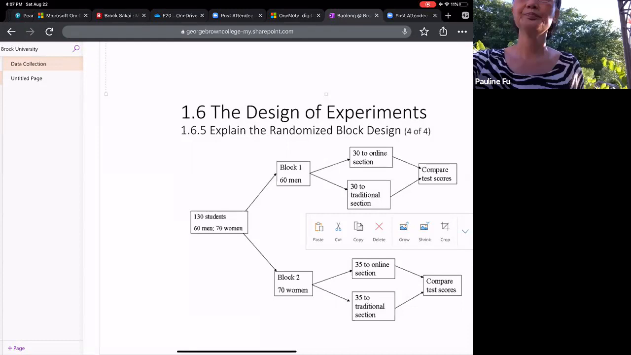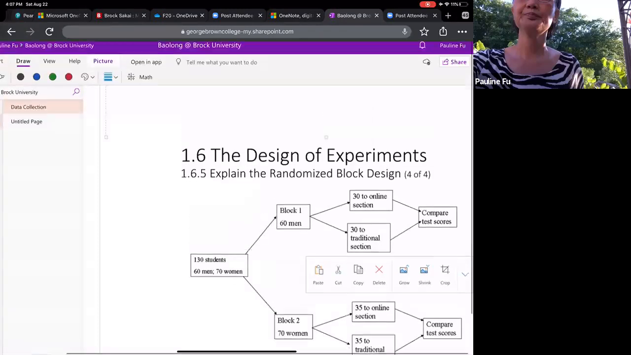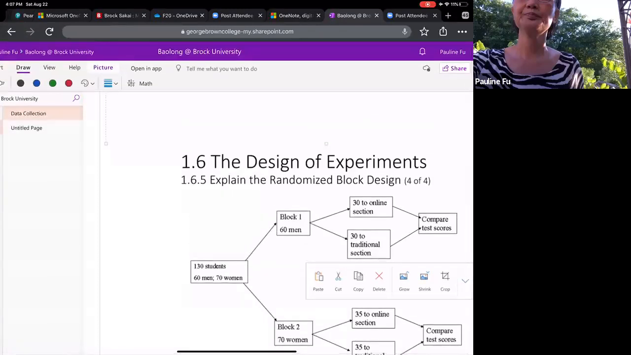So finally, we talked about the design of experiments, two methods. One is the completely randomized design, and the other is the randomized block design. Okay. All right. That's all for this video.